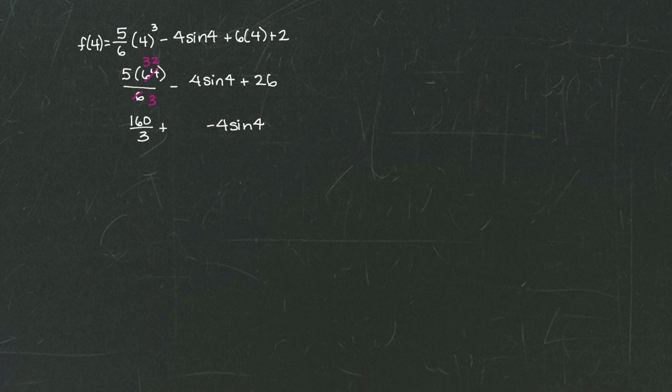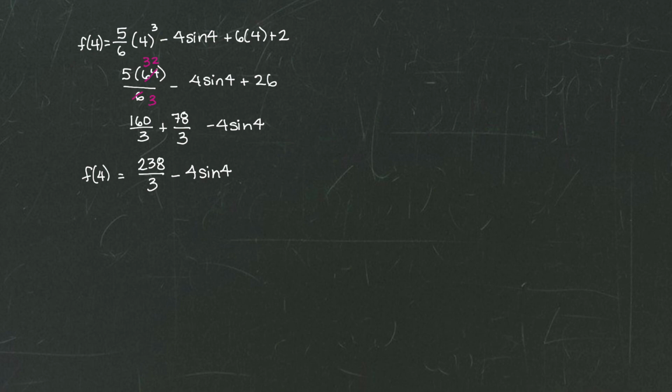Let's see that. 26, if we put over a common denominator, so 26 times 3, getting our common denominator, gives us 78. So that's 78 over 3. We add this up, and what do we get here? So this gives us 238 over 3 minus 4 sine of 4. I don't think there's any farther mathematically that we could technically go to simplify this expression.